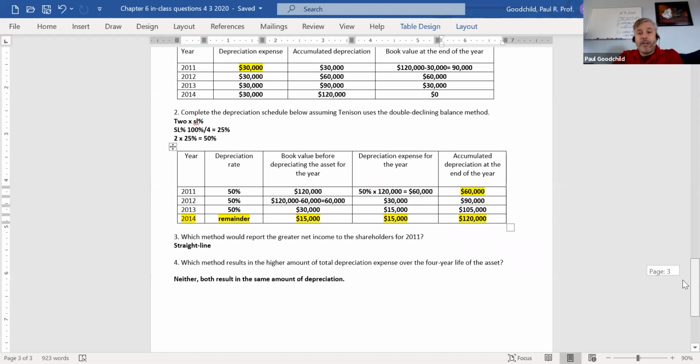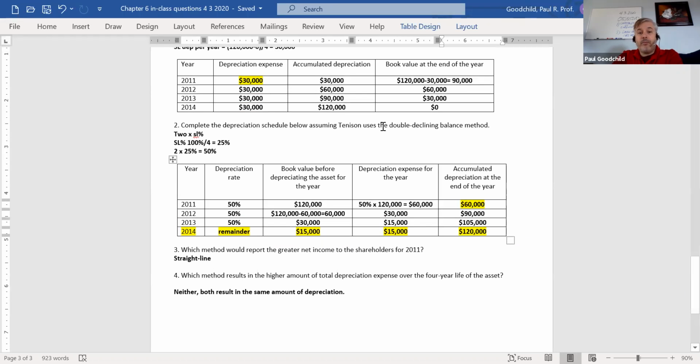And then somebody else asked how they know both result in the same amount of depreciation. In straight line, you have 30, 60, 90, 120. And then in double declining balance, the accumulated depreciation is 120,000. So that's how you know both of them have the same amount of depreciation.